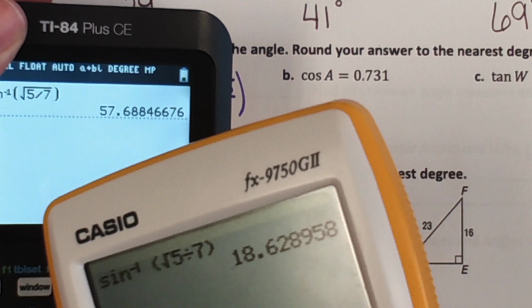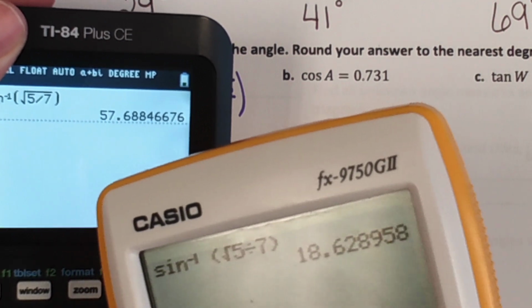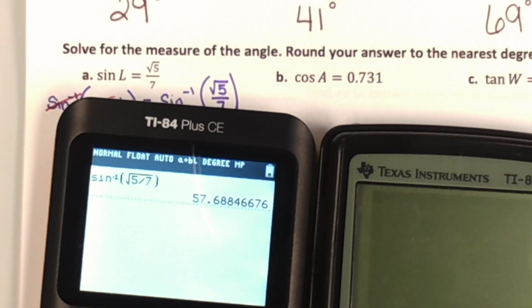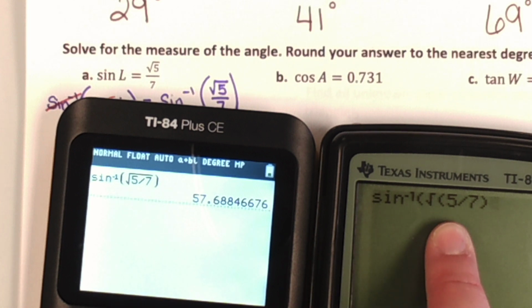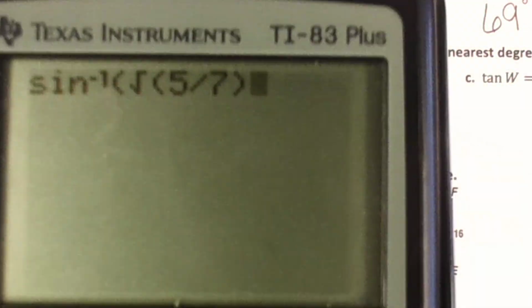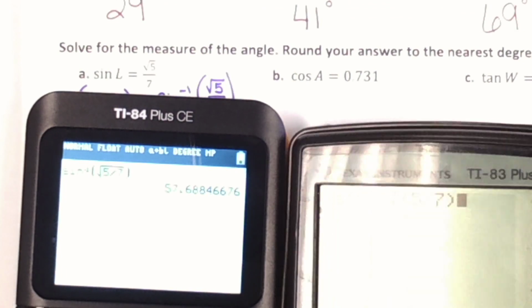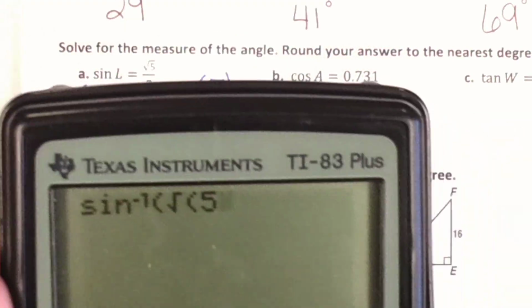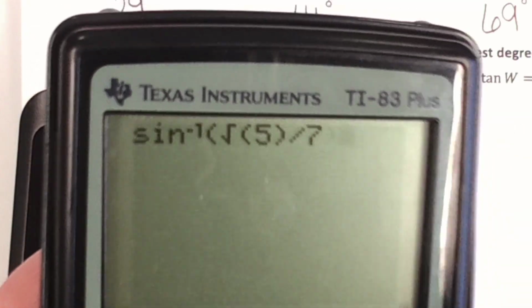Which one's right? The Casio this time is, because on a TI, whether it be the new TI or the older TI, when you put a square root symbol, they always try to group things with your square root. In other words, what I typed in here was this. Where's the problem? Sorry, you can't see it. The 7's not in the square root, so make sure that after the 5 you put a close parenthesis, then divide by 7 and close parenthesis it again.